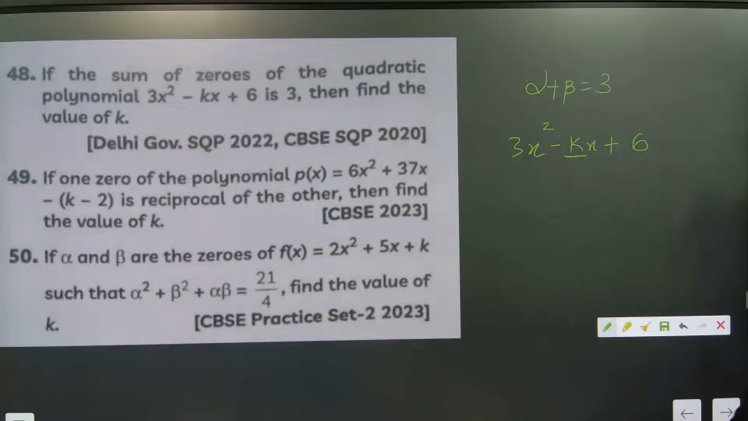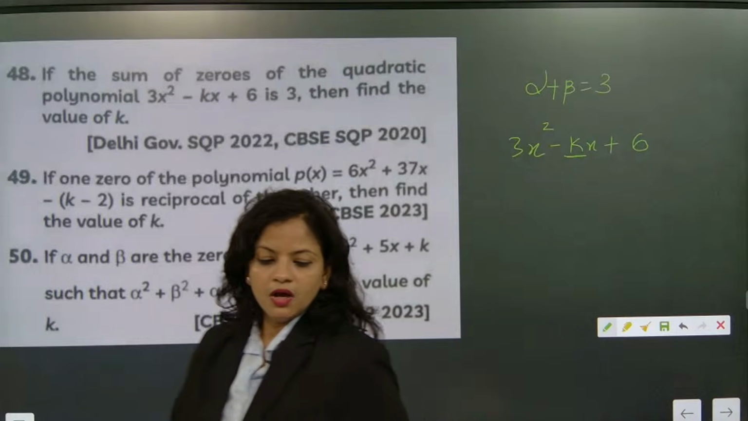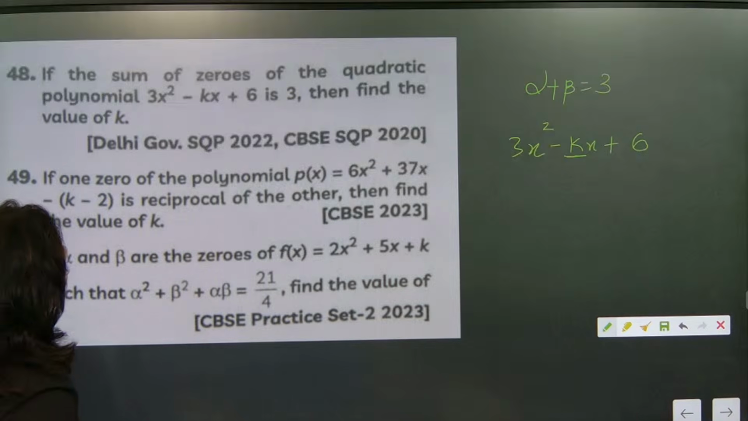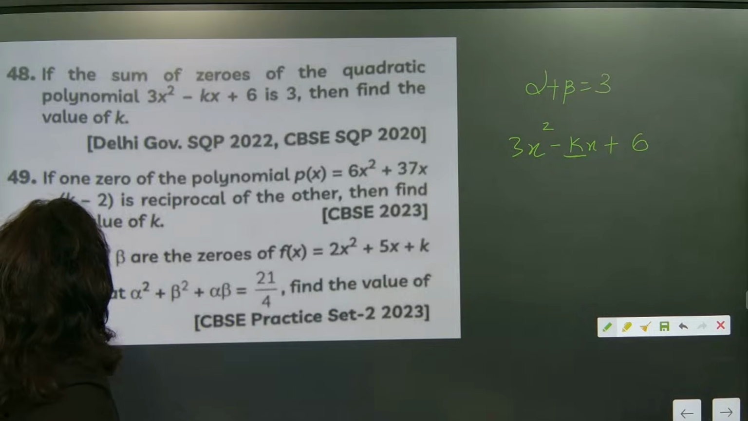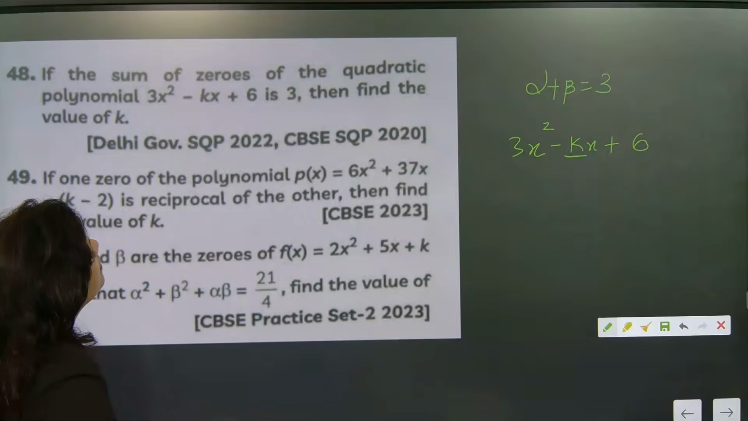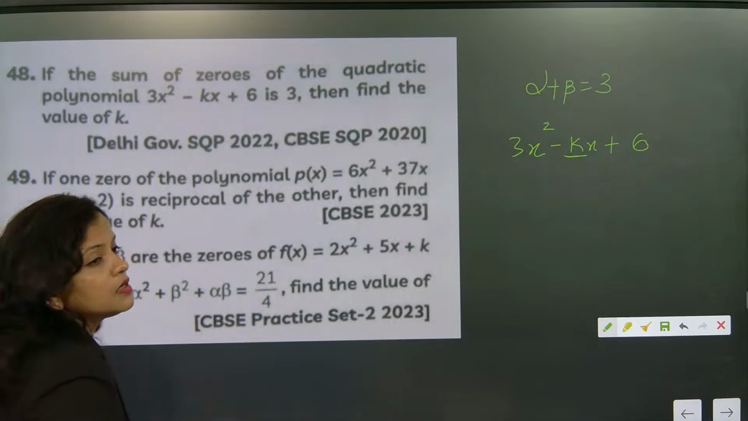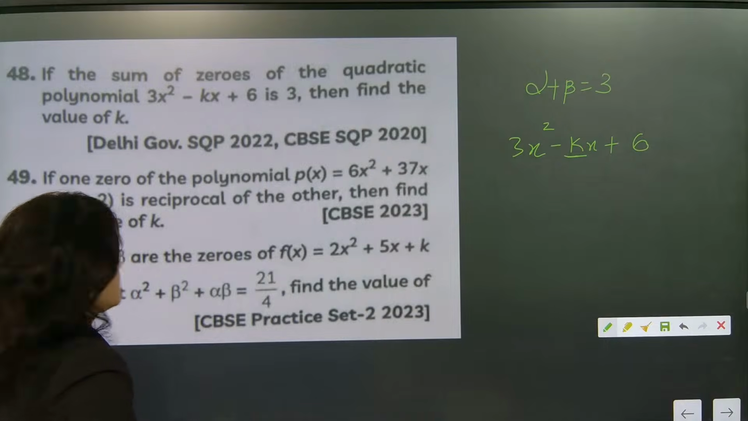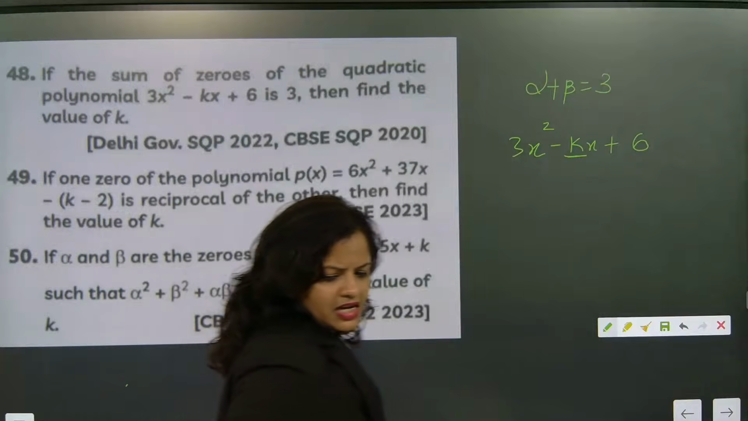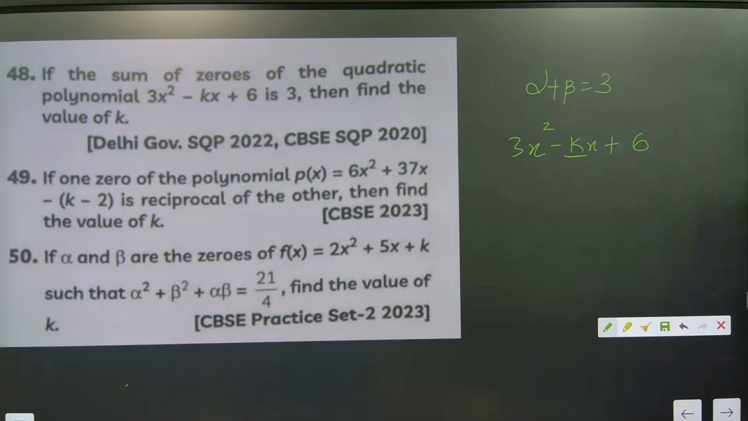Now look here, beta. What is the value of k? Everybody, please start answering the question. Some are telling k value is 9. Why is k value 9? If the sum of the zeros of the quadratic polynomial is 3, then find the value of k. Alpha plus beta is equal to 3. Directly, why can't we substitute? I am having that question only. Directly we can't substitute. One person is telling 7.